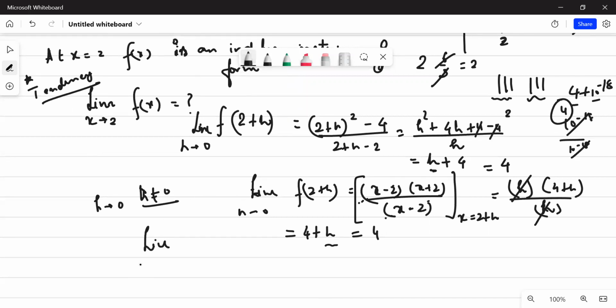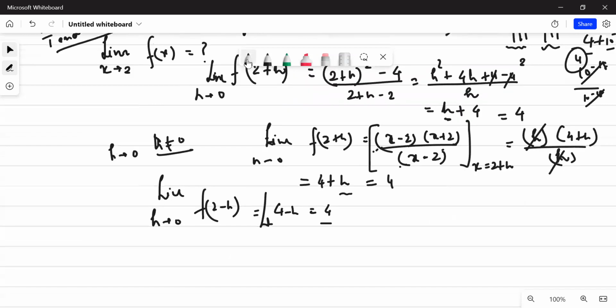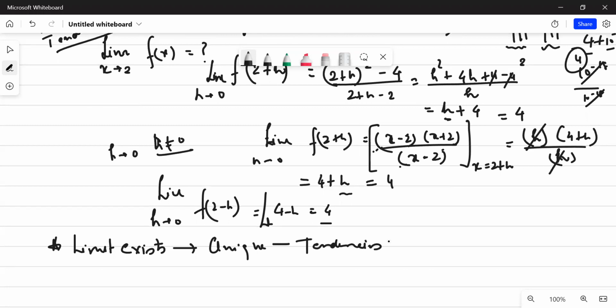Similarly on the left hand side also, I'm leaving it to you as an exercise. You can find that this will be 4 minus h, limiting value, it will also give 4. So first thing that one needs to understand, that if at all a limit exists, then it must be unique. And by unique, I mean that tendencies should be unique. And tendencies unique means that your right hand limit should be equal to your left hand limit. It cannot be the case that your left hand limit is different and right hand limit is different. So if at all you say that your limit exists and it is unique, then these tendencies must be unique.